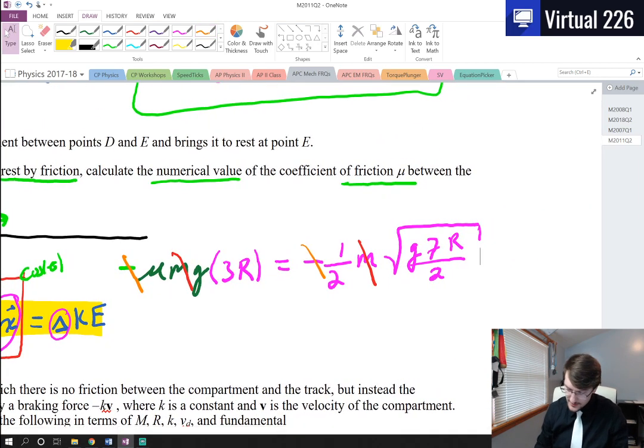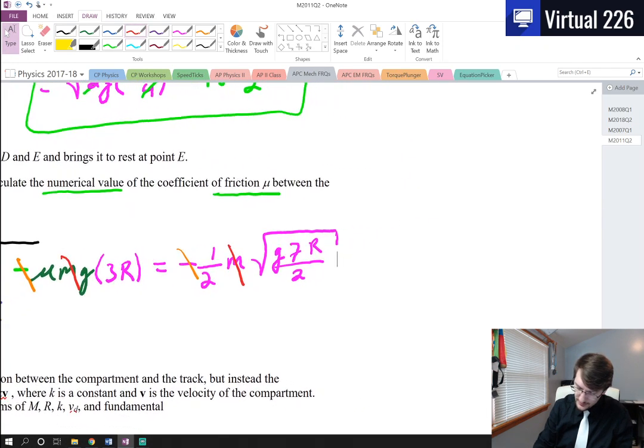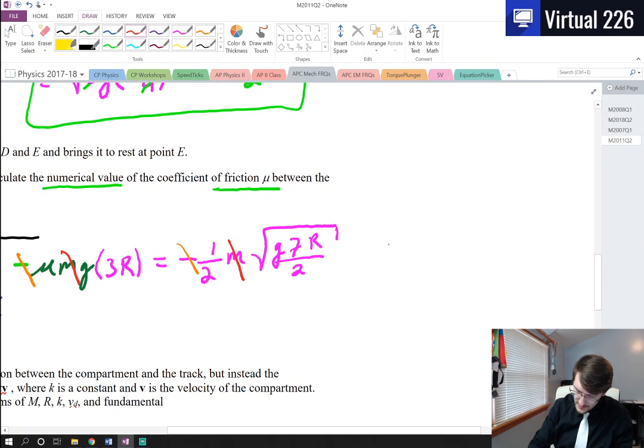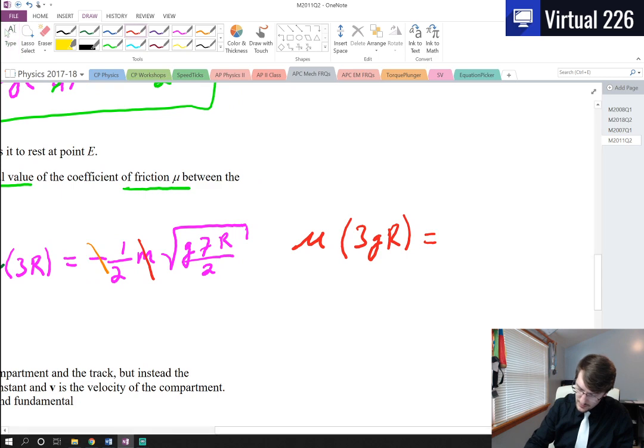And now we just have to solve for this ugly mess. Oh boy. Okay, well, let's do it. I like to put things in more parentheses when I solve them. So I'm going to say mu times 3gr equals 1/2 times the 7g over 2r to the 1/2.